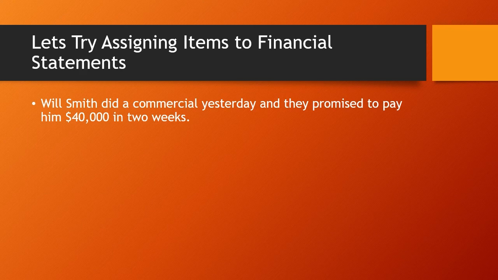The financial statement that it's going to go on is the budget. Some of you might have put the income statement, and that wouldn't be correct in this case. More important than getting it right is knowing why you get it right. So let's talk about why it goes on the budget and why it doesn't go on the income statement.